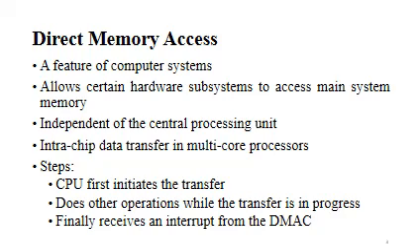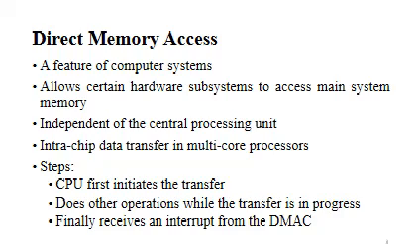With DMA, the CPU first initiates the transfer and then it does other operations while the transfer is in progress, and it finally receives an interrupt from the DMA controller, that is called DMAC, when the operation is done. This feature is useful any time the CPU cannot keep up with the rate of data transfer, or when the CPU needs to perform work while waiting for a relatively slow input-output data transfer. DMA is also used for intra-chip data transfer in multi-core processors.